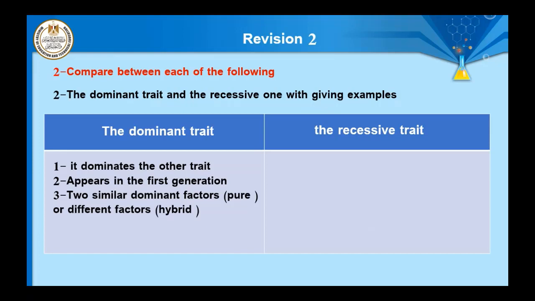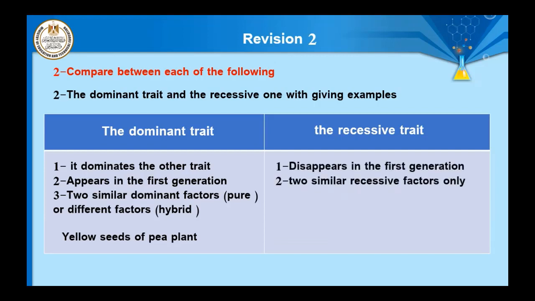Pure when one dominant factor comes from the father, combined with another dominant factor from the mother. Or one dominant factor from father or mother with a recessive factor from the other, which is called hybrid trait. Again, dominant trait, number one, it dominates the other. This means that it appears in the first generation by ratio 100%. And it may be pure or hybrid. Pure when it has two similar dominant factors. Hybrid when it has two different factors, one dominant and the other recessive. Examples of dominant traits: yellow seeds of pea plant, curly hair in human, white eyes in human, presence of dimples in human, and there are many other dominant traits.